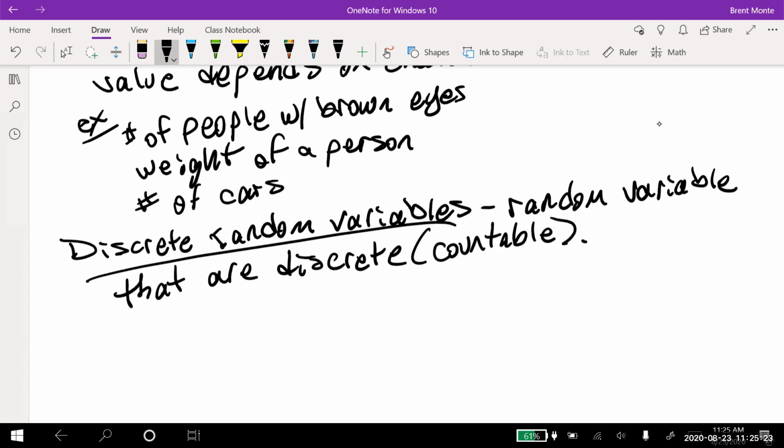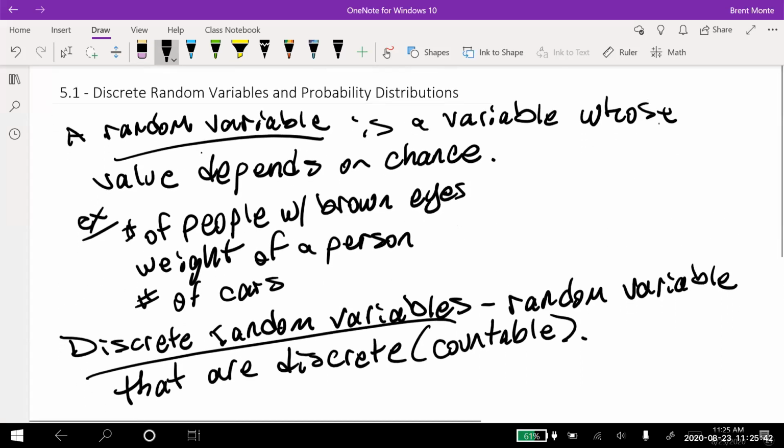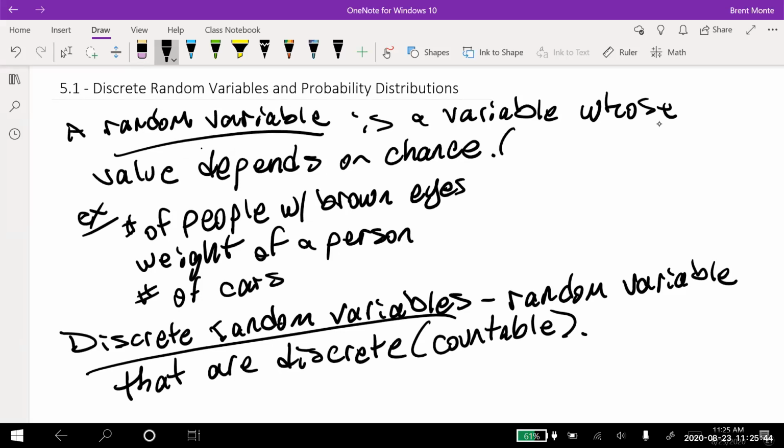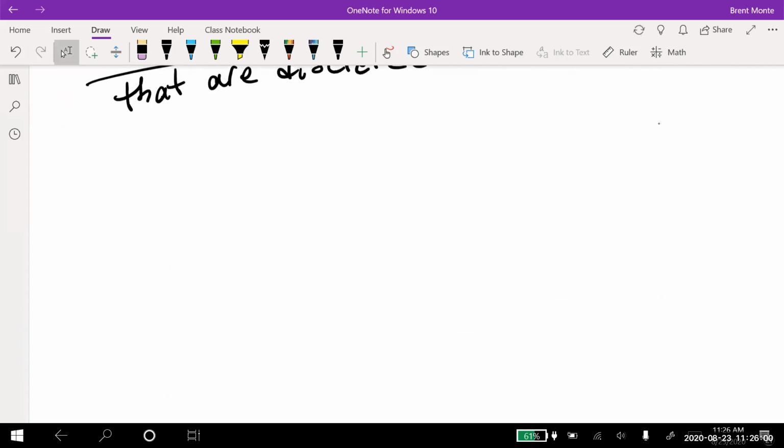So that's the idea. Random variables have to be numbers. I don't think I put that in the definition, but a random variable is a quantitative or numeric variable whose outcome depends on chance. Let's write numeric slash quantitative, just so that we're clear on that. Okay. All right, so let's go from there.